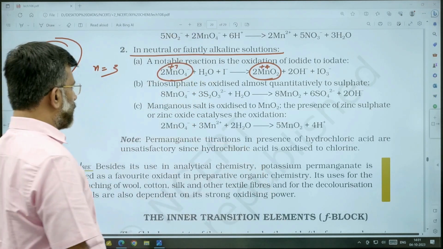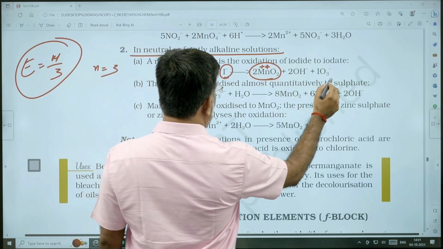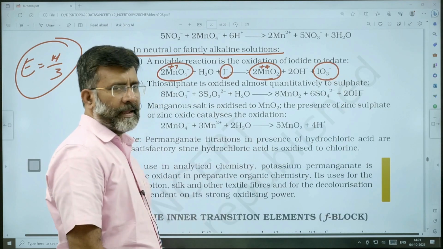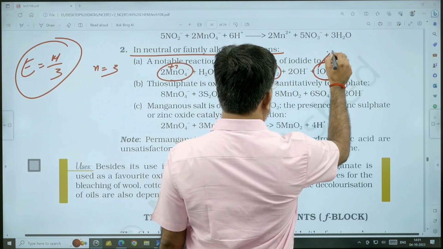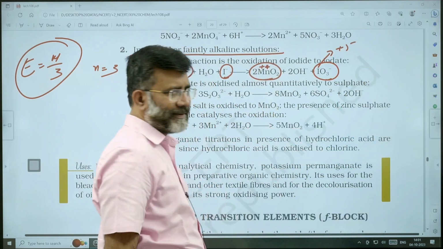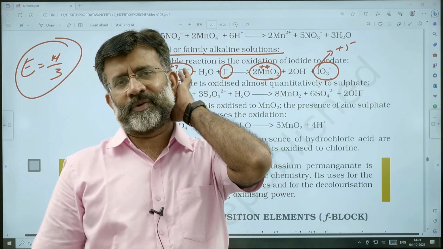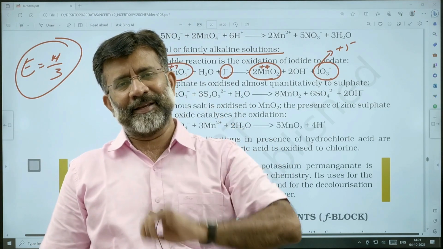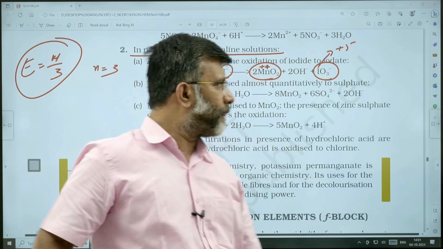Now what is the reaction? The reaction also changes slightly. You see, iodide, minus 1, is oxidized to iodate. Iodate is the +5 state. So iodide is converted to iodate, +5 state. What is the N factor? Minus 1 to plus 5, 6 is the N factor. Like that.